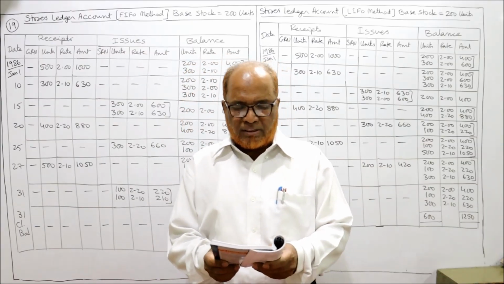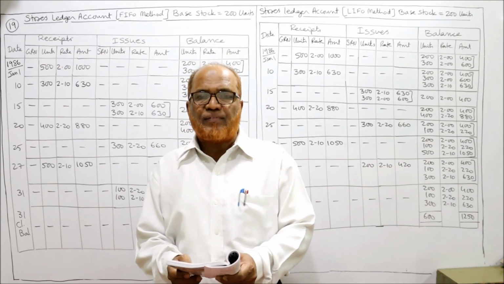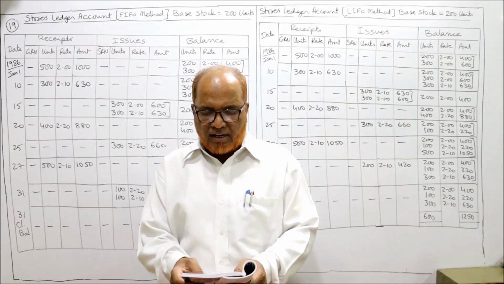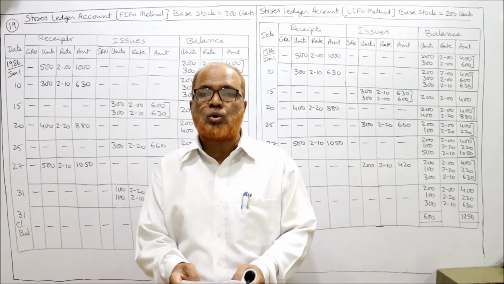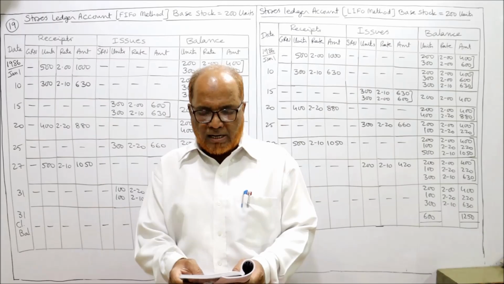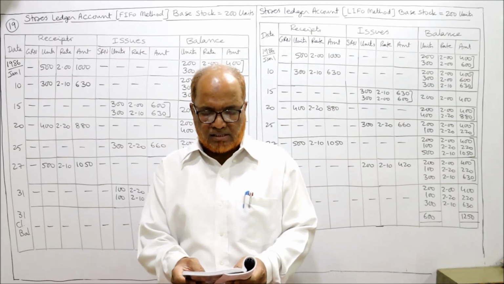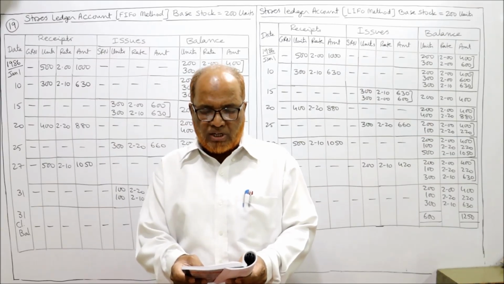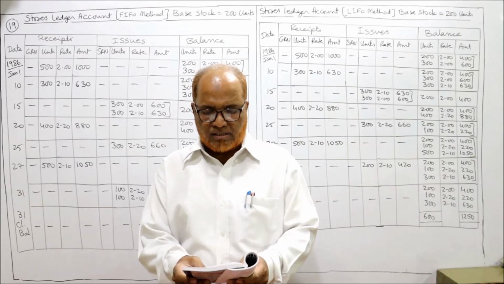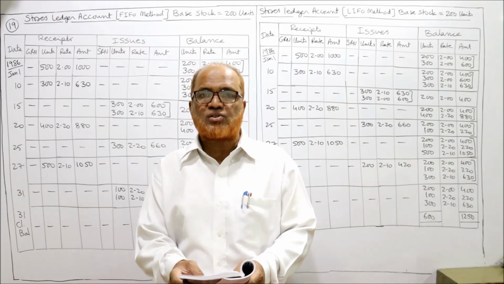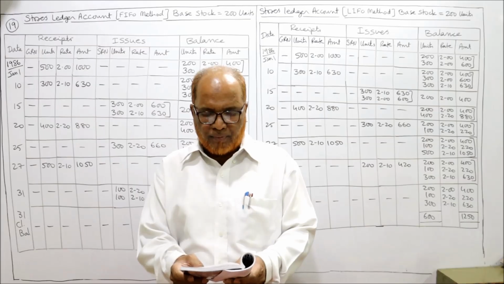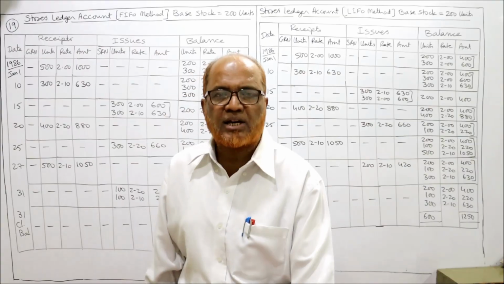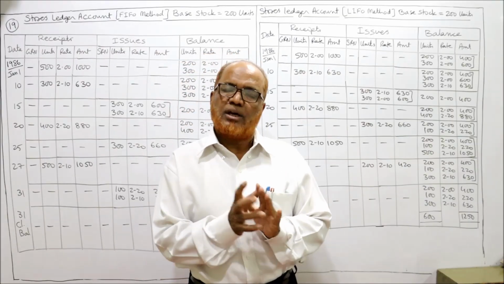So data is given for the month of January. January 1st, 1986, purchased 500 tons at 2 rupees per ton. January 10th, purchased 300 tons at 2.10 per ton. January 15th, issued 600 tons. January 20th, purchased 400 tons at 2.20 per ton. January 25th, issued 300 tons. January 27th, purchased 500 tons at 2.10 per ton. And January 31st, issued 200 tons. These are all the purchase and issue transactions given in the problem.